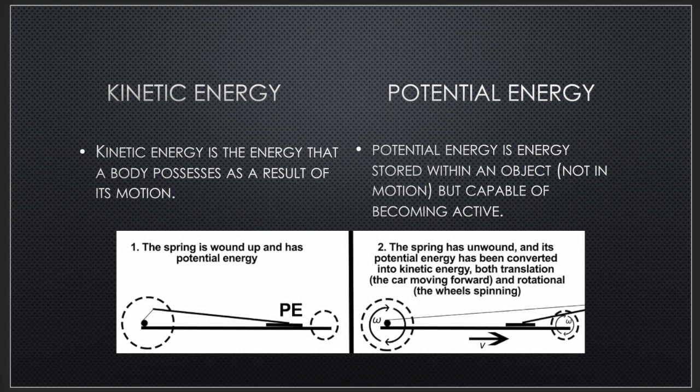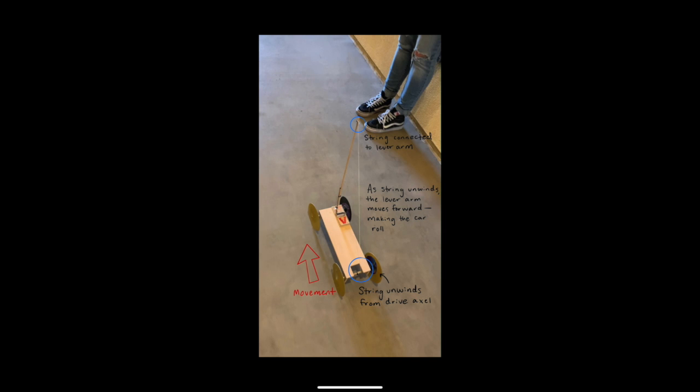So we as a group noticed that a mousetrap car is an example of converting potential energy to kinetic energy. Here we have a visual representation of the mechanism of the mousetrap car. First, we start off with a string line winding from the drive axle. As the string unwinds, the lever arm moves forward, making the car roll.